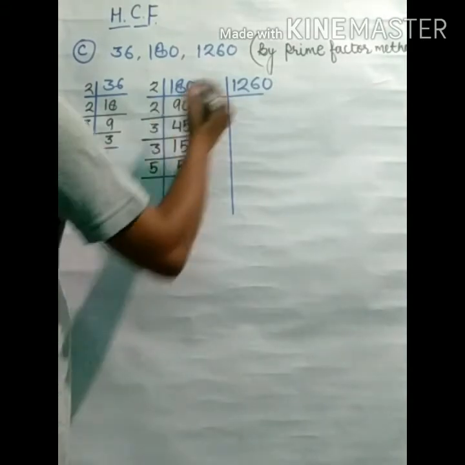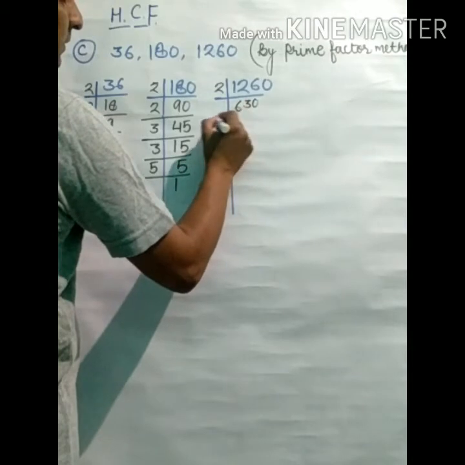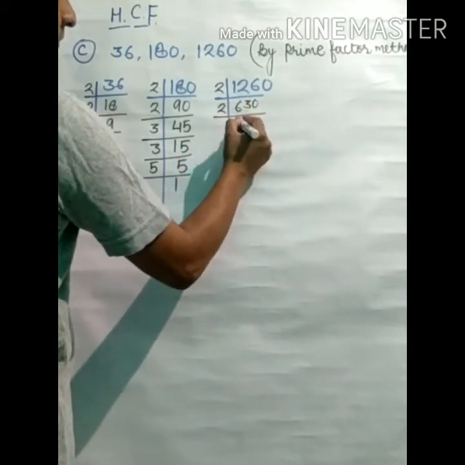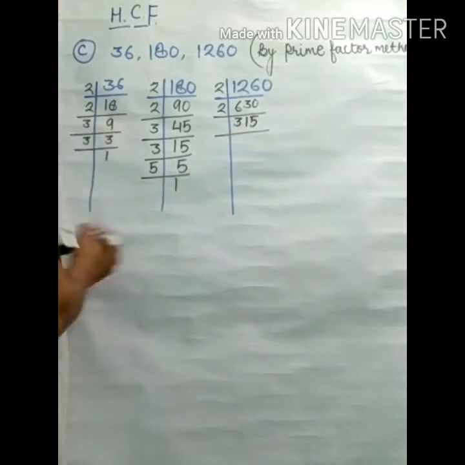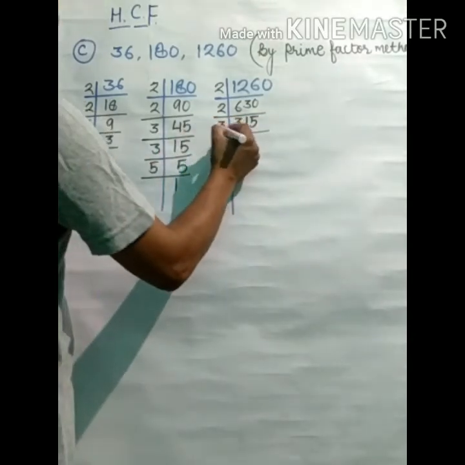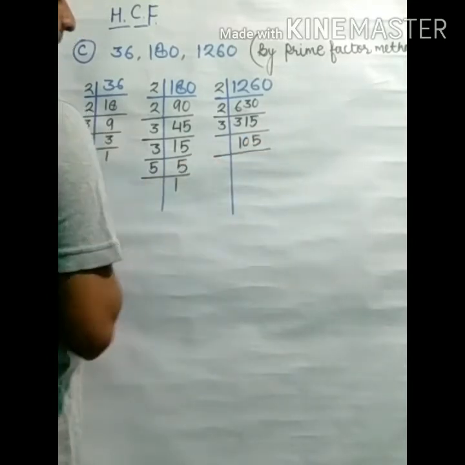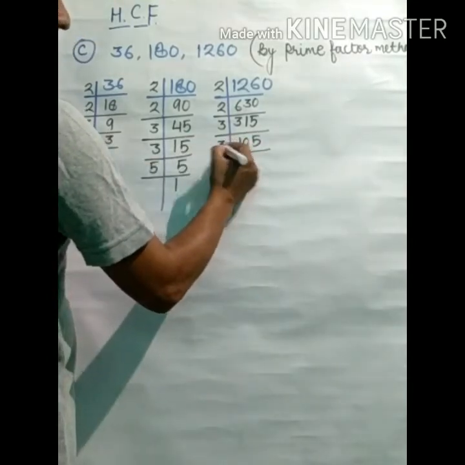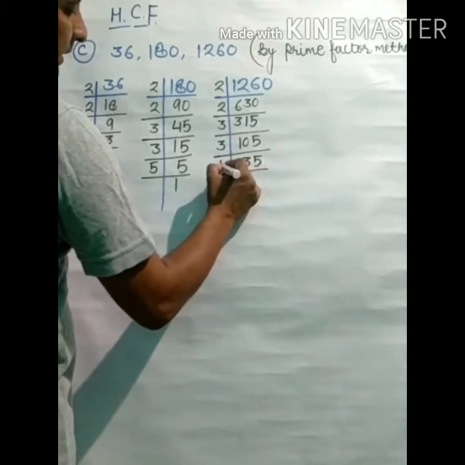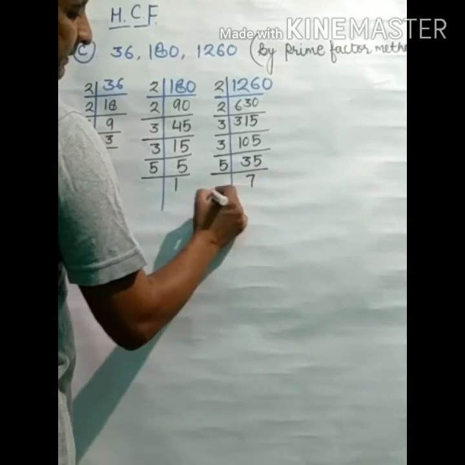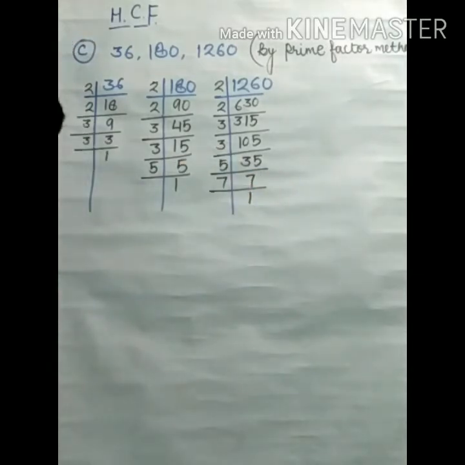Now 1260 is divisible by 2, giving 630, and again by 2, giving 315. Now by 3, giving 105, then again by 3, giving 35. Now by 5, giving 7, then 7 divided by 7 gives 1. Later you will write down the prime factors.